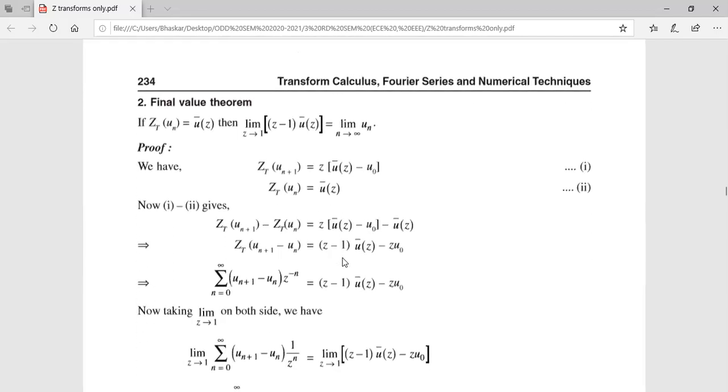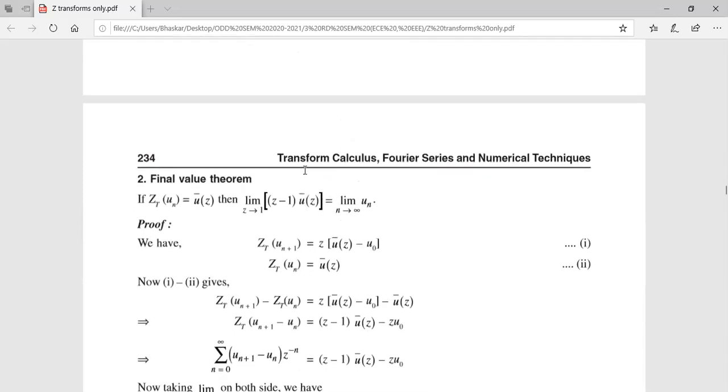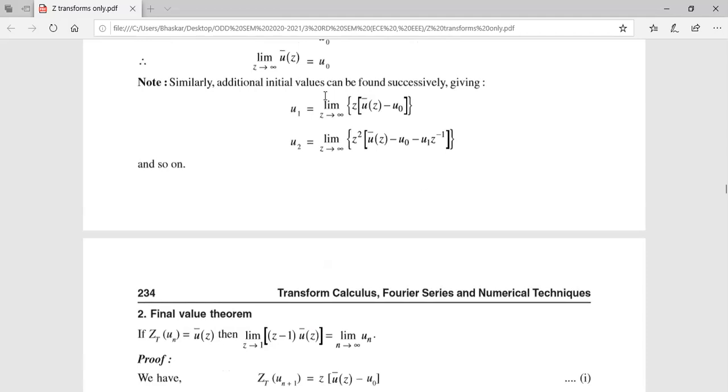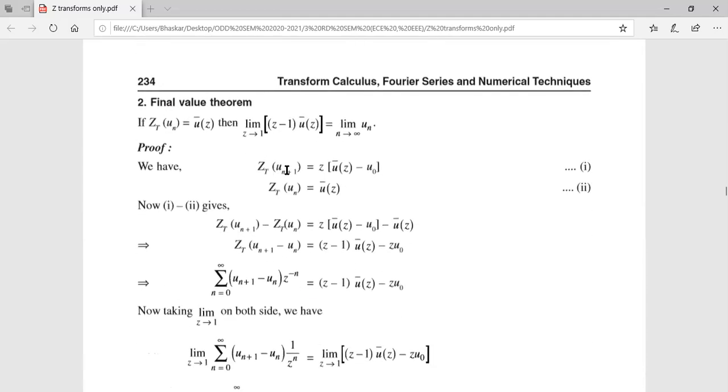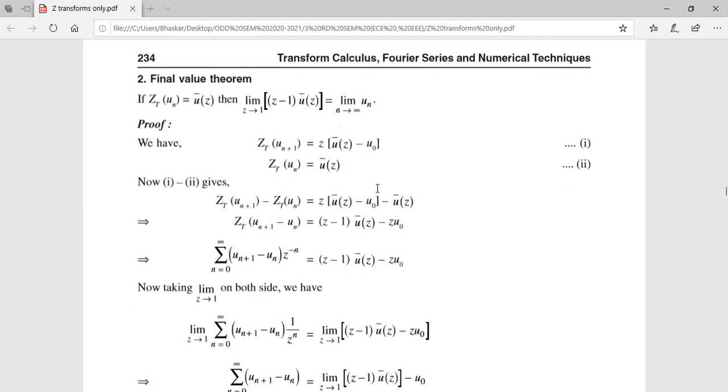With the help of that, we are going to see the final value theorem the same way, the more advanced form of the initial value theorem. If z transform of u_n is equal to u bar of z, then limit z tends to 1 of z minus 1 into u bar of z is equal to limit n tends to infinity of u_n. Take the z transform of u_{n+1}, which is z into u bar of z minus z into u naught.